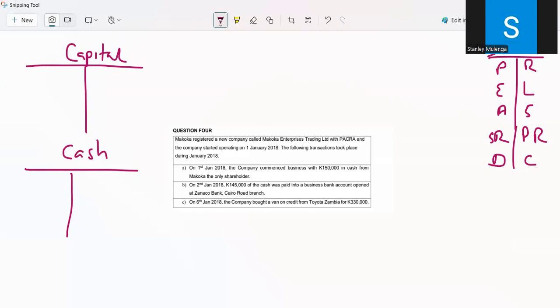So capital is like a revenue here, so to increase it, we are going to credit it. Started business, so cash 150.